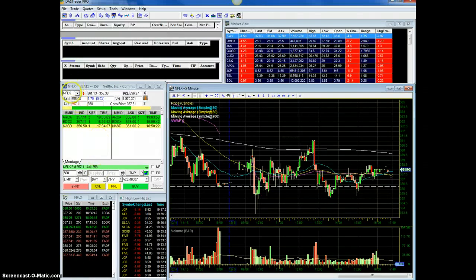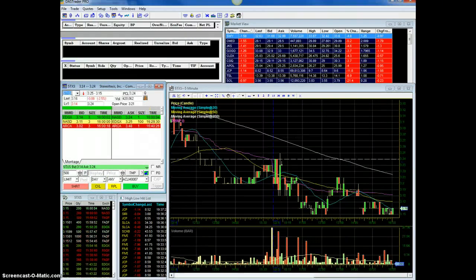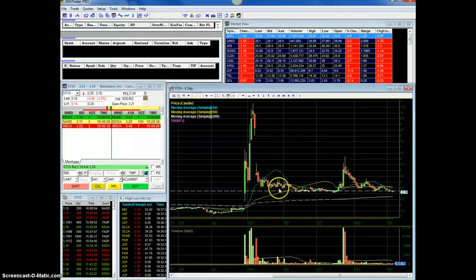Other companies, let me give you an example. I traded this not too long ago. Look at this. This is a runner. This thing runs 2 or 3 times a year, but it went from $2 to over $6. $4 or $5 in a day. That's the type of stocks that we want.